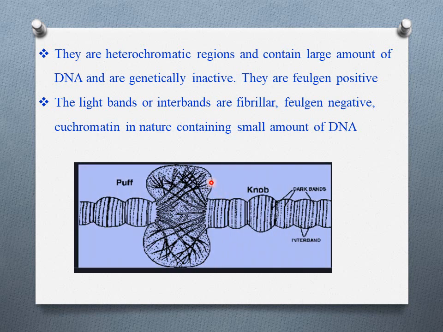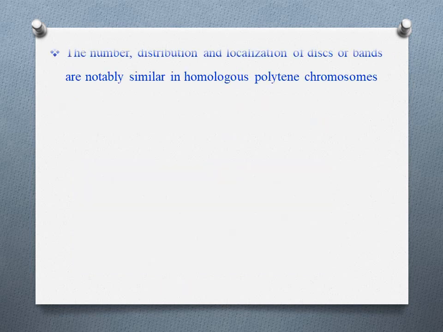Here this figure shows the Balbiani ring, that is the puff-like structure called the Balbiani ring. And here the dark bands alternate with the light bands. The light bands are called the interbands. Number, distribution and localization of the discs or the bands, that is the dark bands and the light bands, are notably similar in homologous polytene chromosomes.